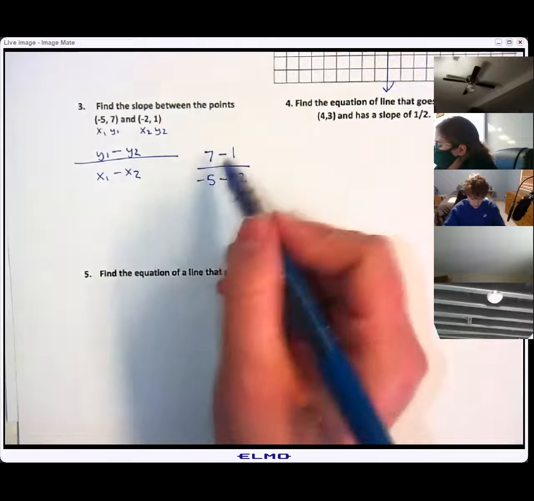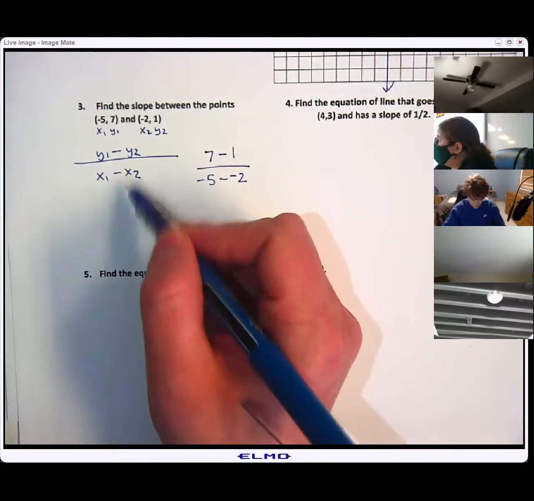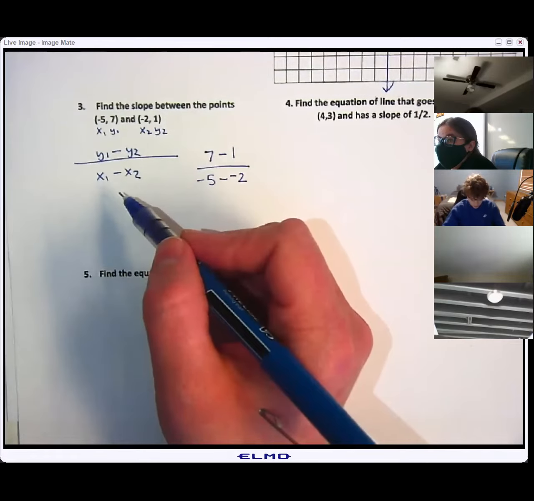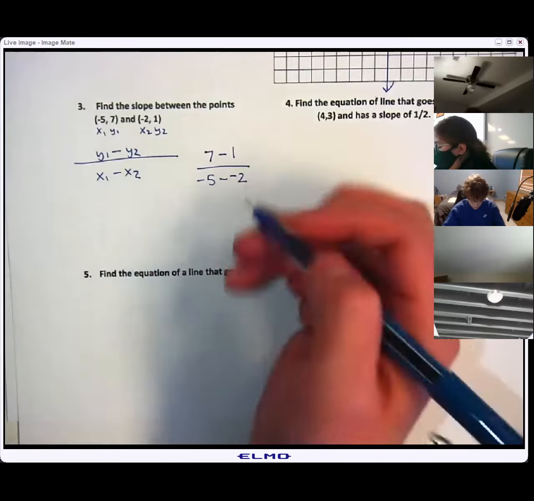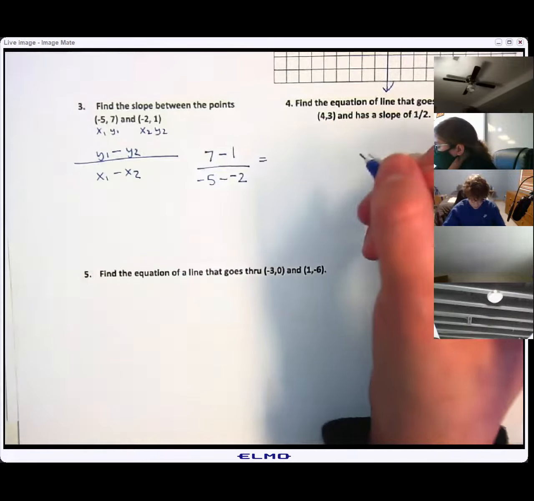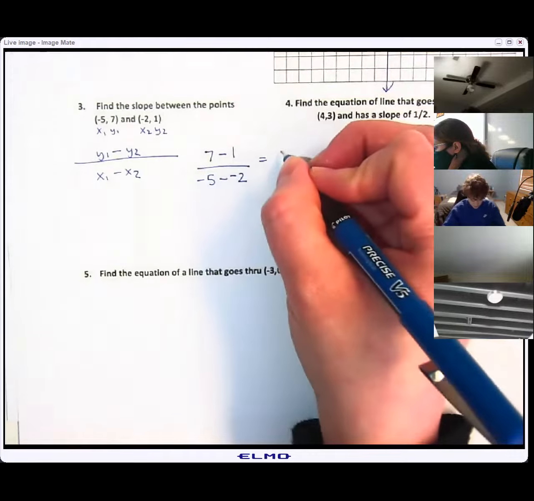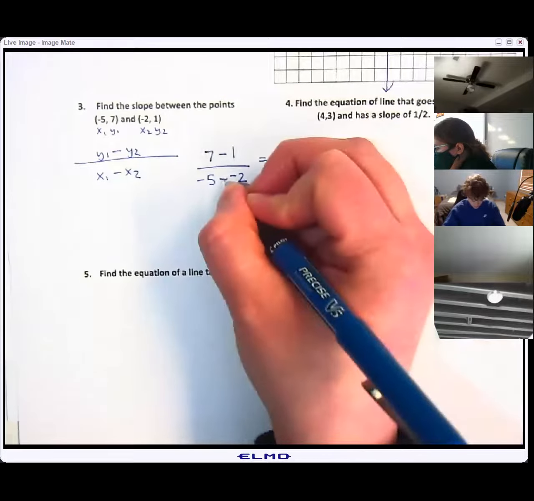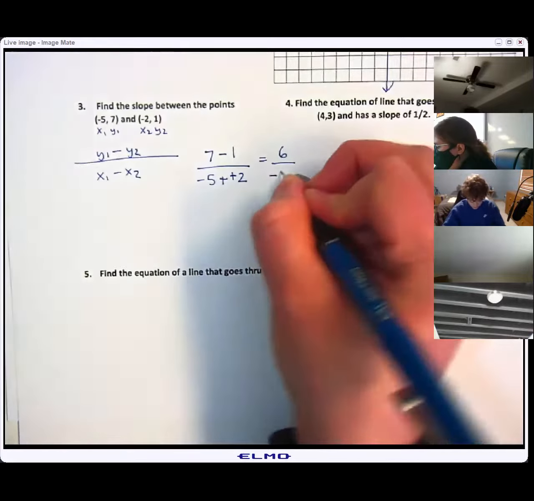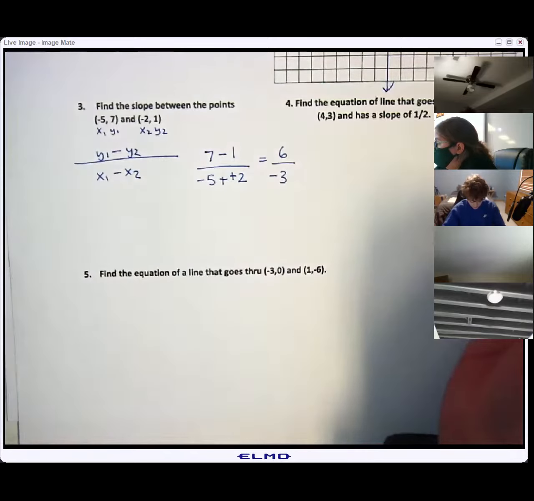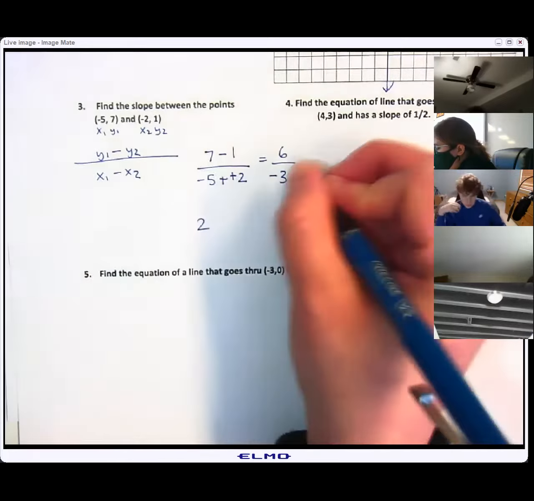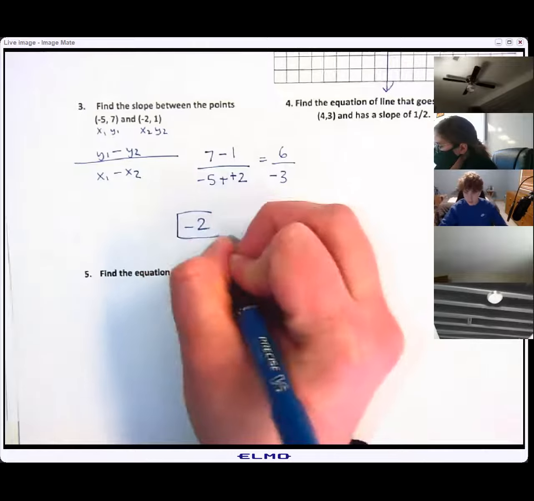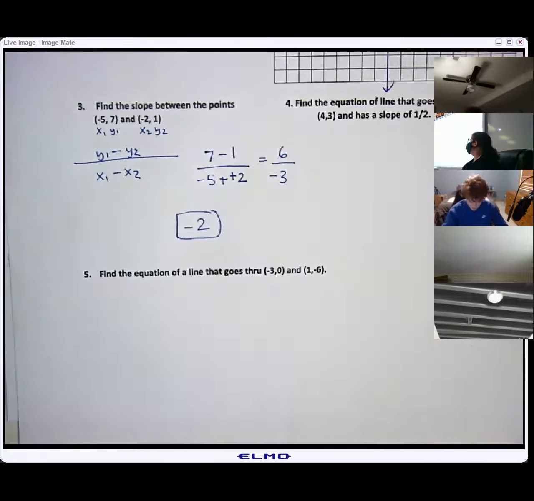This is the biggest mistake I see people make. They switch the X's and Y's. They put the X's on top, the Y's on the bottom. You can't do that. All right, what's 7 minus 1, TJ? Yep, 6 over negative 3. What's 6 divided by negative 3? 6 divided by 3 is 2, but it's negative because this one's negative. So that's the right answer. Your answer is negative 2.